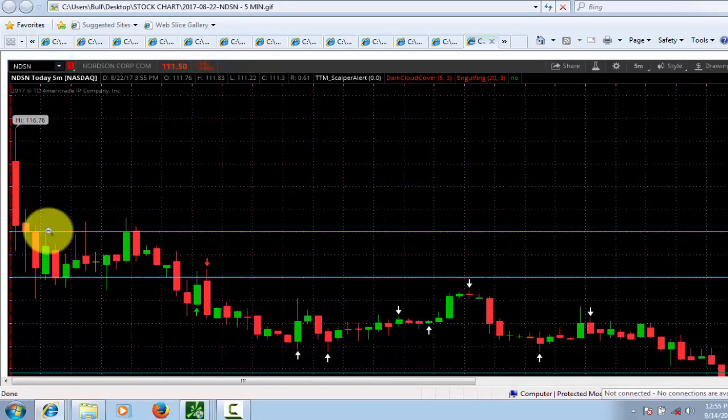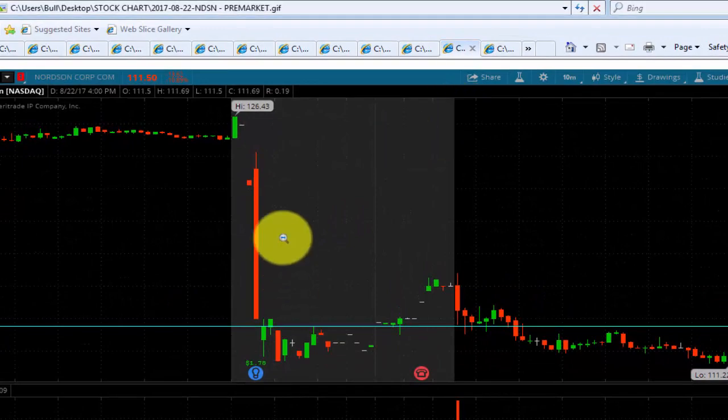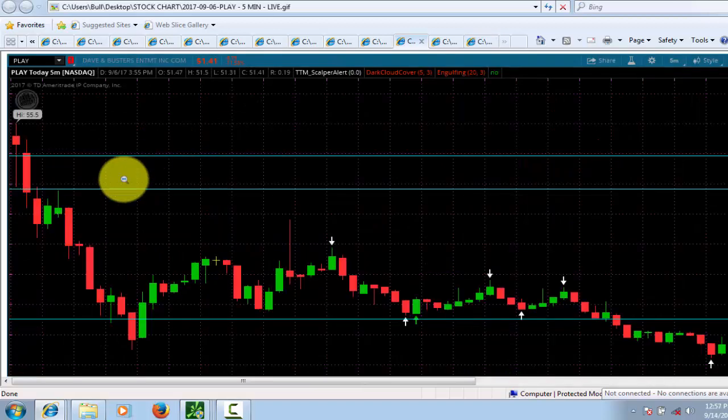This was my live trade. NTSN entry was $114.51 here on the second candle. It is always on the second candle. Stop loss was $116.76. Exit was $113.51, making a profit of less than 1%. Stop loss was close to 2%. This is the pre-market of NDSN, quite a big drop. And this is the daily of NDSN. There is a support level on the daily, which is 113.51, and that was my exit price as well. This is the last trade that I'll talk about.